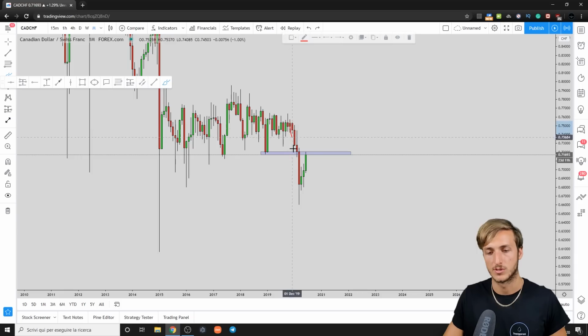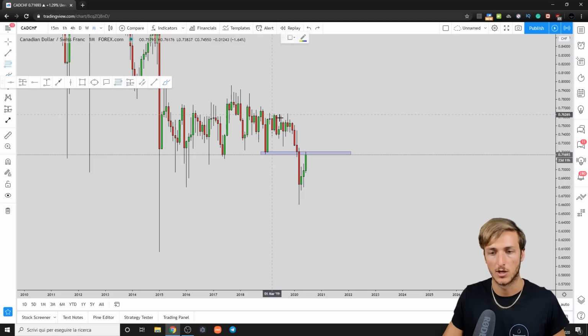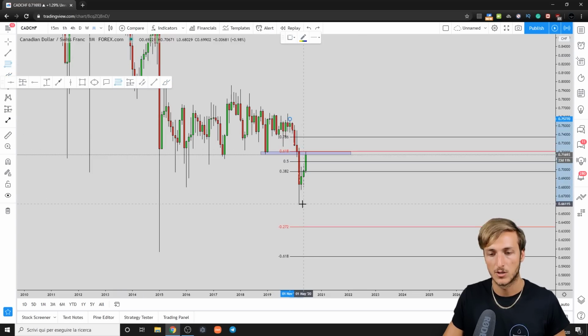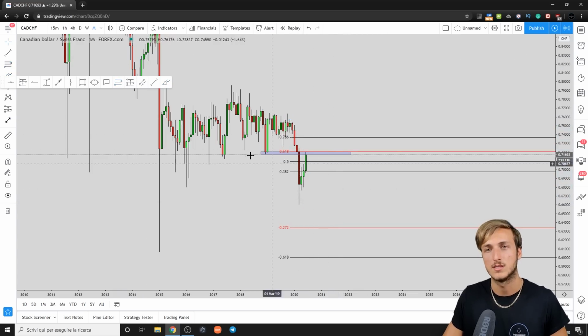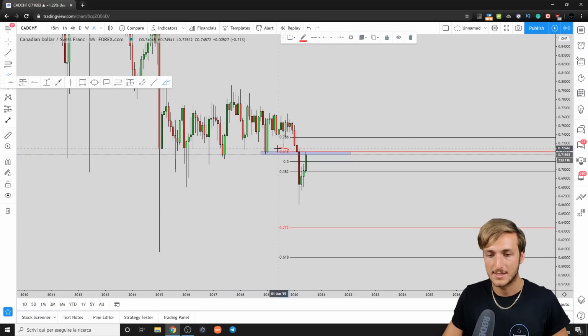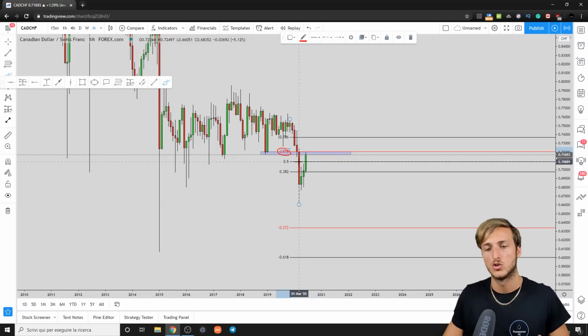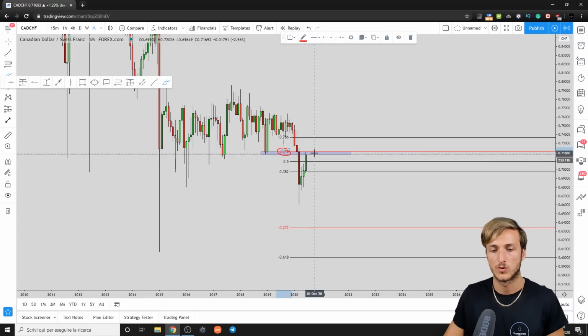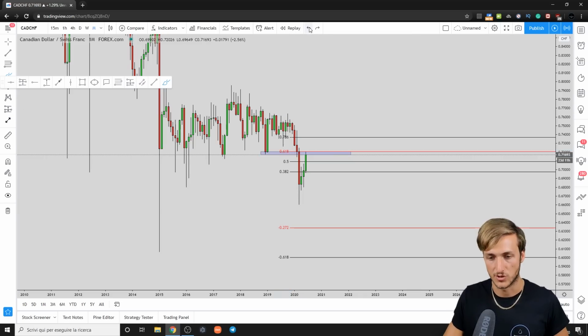Now, after an impulse, if you want to measure the retracement, what are you supposed to be doing? Taking your Fibonacci from the high to the low of the impulse. And what you can see is that the market went exactly to the 0.618 Fibonacci retracement. So you have the confluence of a previous support turned resistance with the 0.618, the golden ratio Fibonacci retracement.